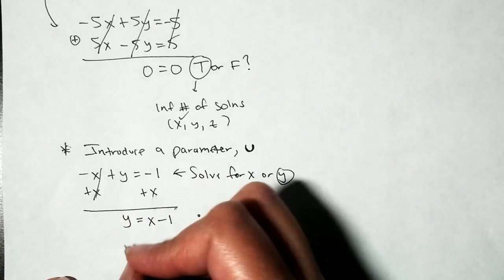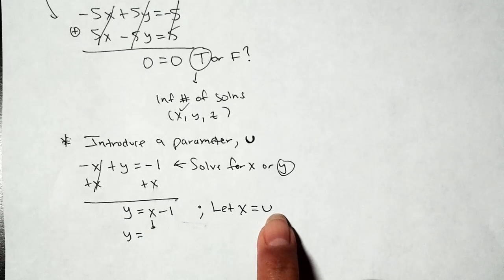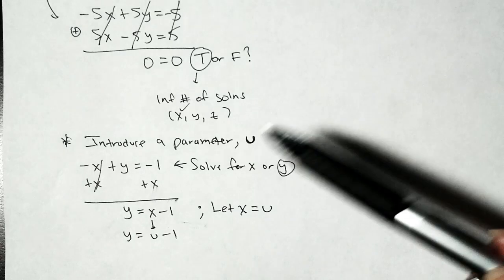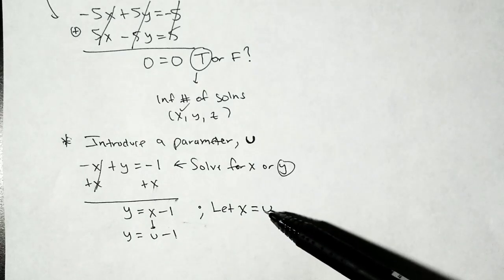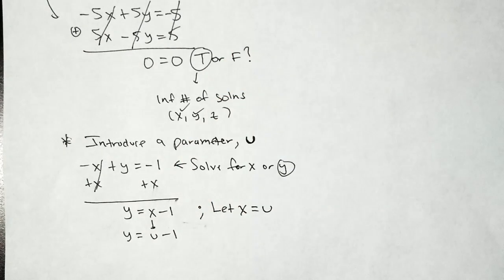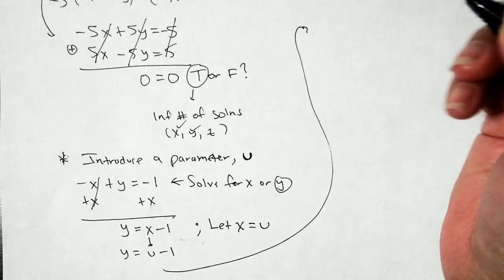Okay, so we have y equals x minus 1. We're gonna substitute u for x, because x equals u. We have x equals u. We have y equals u minus 1. Oh, we have y in terms of u. 2 down, 1 more to go. So now let's go ahead, write z in terms of u. Okay, so I'm gonna put find z.